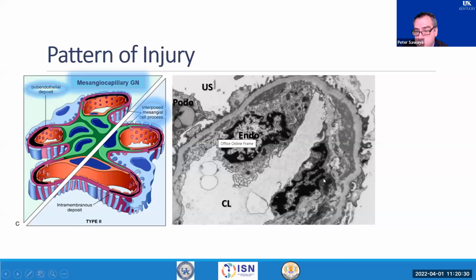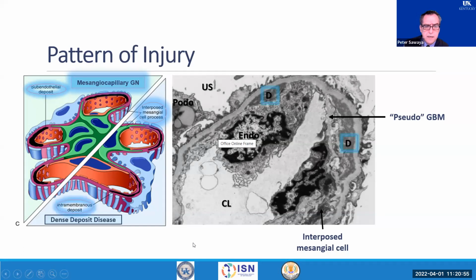Here's the capillary loop. And here you can see the mesangial just coming in, creeping up, and again forming this de novo, this right line here, a de novo pseudo, if you want to call it, basement membrane. This is the original one. And here, this one flimsy, that will give us the double contour. So, classical of MPGN.